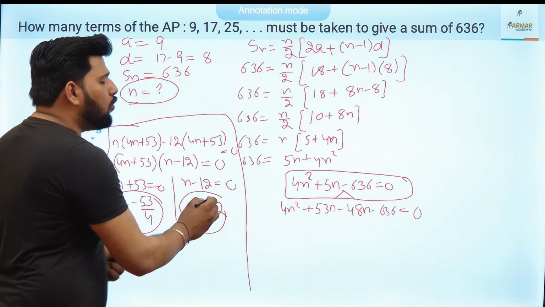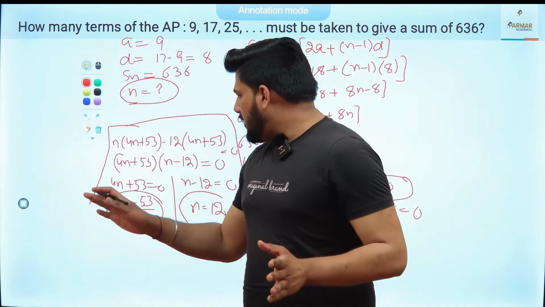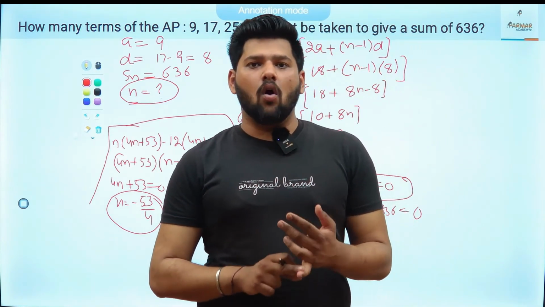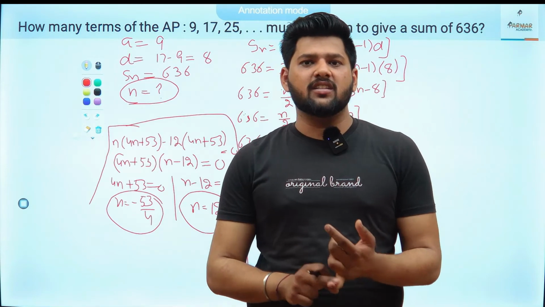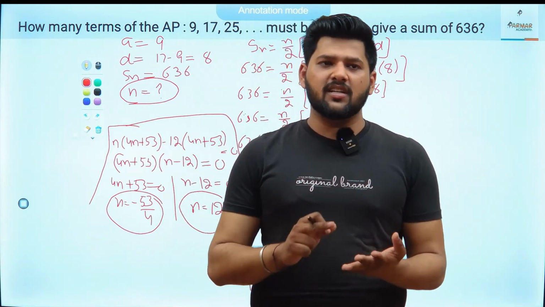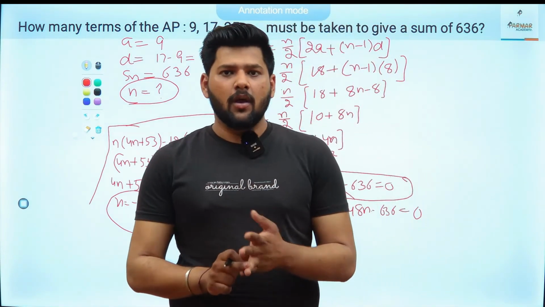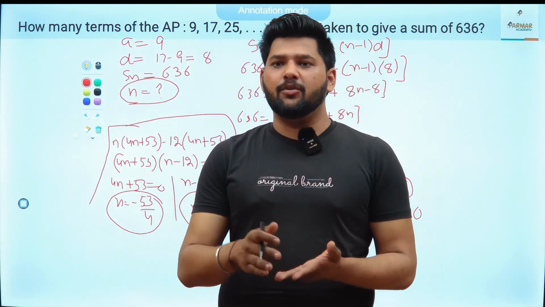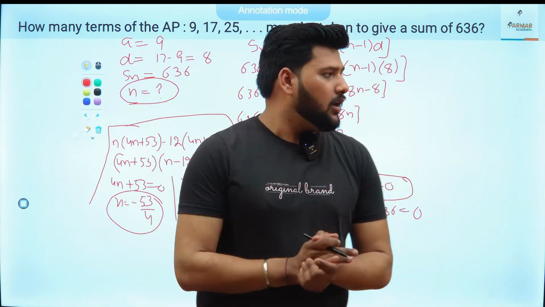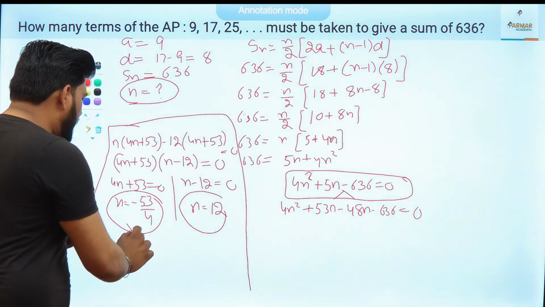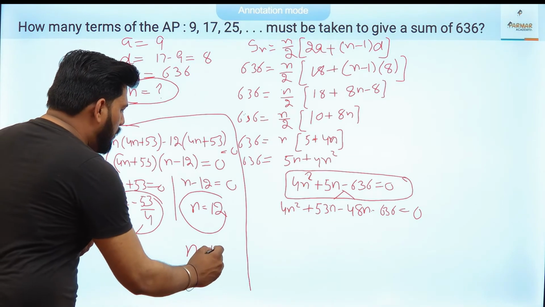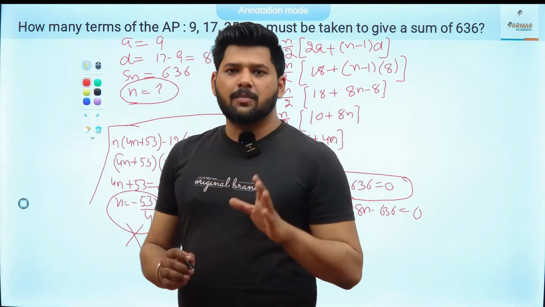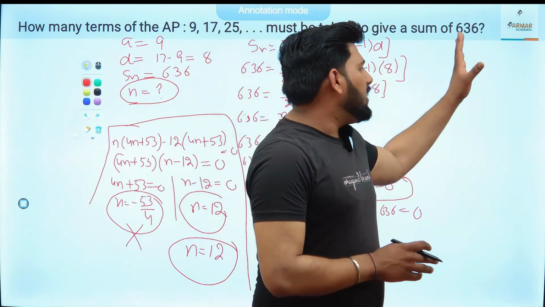We will get two values of n, but n is equal to minus 3 upon 4 gets rejected because n is always a natural number, because position is always a natural number, either first position, second position, third position, fourth position. Position can't be negative and the position can't be a decimal number. We can't say that a position is 2.5 or position is 3.5. So simply this value gets rejected, so n is equal to 12. This means 12 terms of this AP must be taken to get the sum 636.